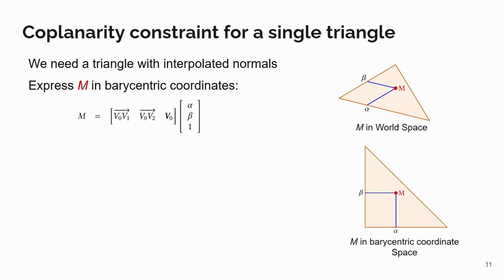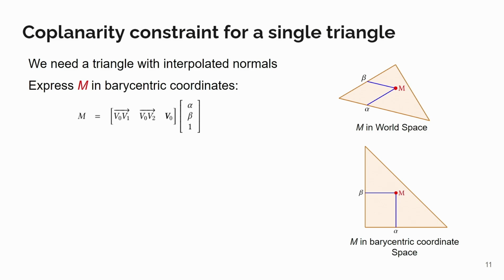So we have our point M. It's going to be on the surface, so it's going to be in one triangle. For the moment, we don't care about which triangle it is. We just know that it's going to be in a triangle.